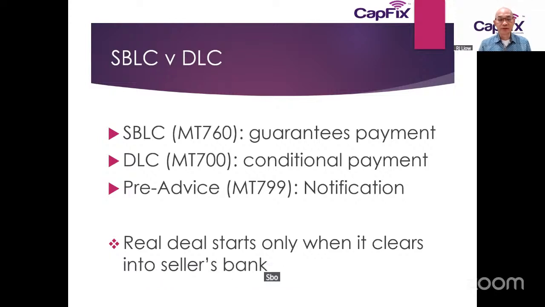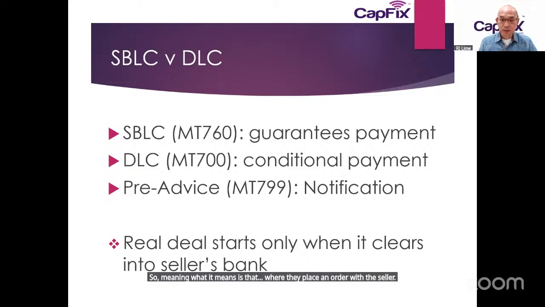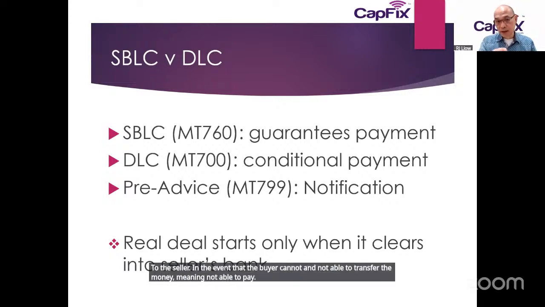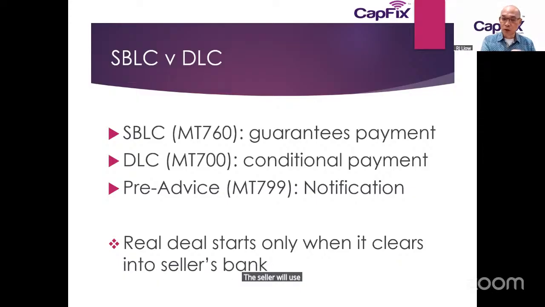SBLC, we call it MT760 SWIFT code, guarantees payment. What it means is that when they place an order with the sugar seller, before they ship, they load the sugar into the vessel. When it's done, the buyer needs to do the telegraphic transfer of money to the seller. In the event that the buyer is not able to transfer the money, meaning not able to pay, the seller will use this document, go to the bank and claim the money. So in a way, this guarantees payment. So the seller is safe when they prepare all that sugar.